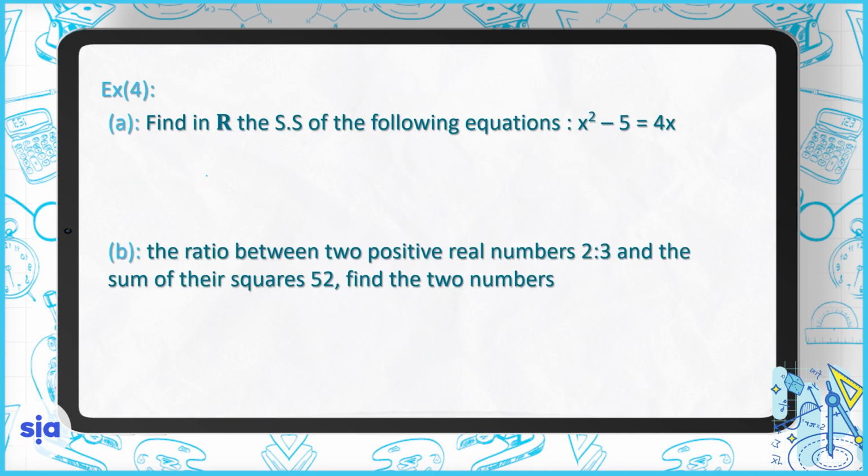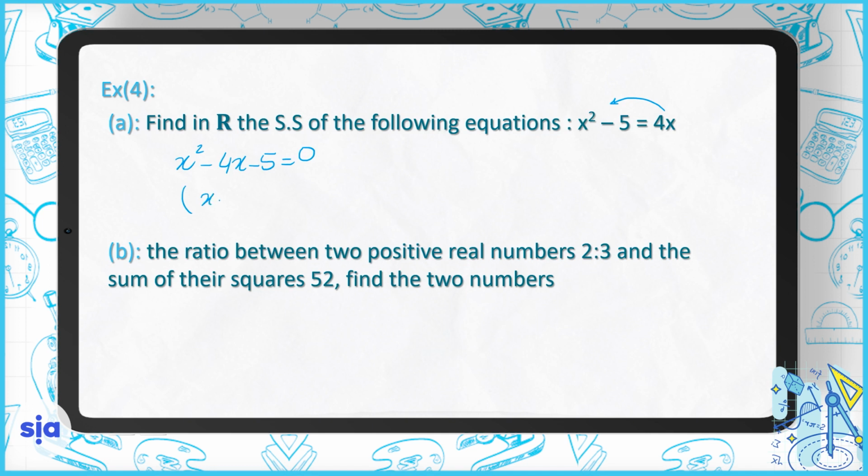Let's move on to exercise number 4. 4a is to find the solution set of this equation. To find the solution set, we need to make this equation equal 0. So x squared minus 4x minus 5 equals 0.